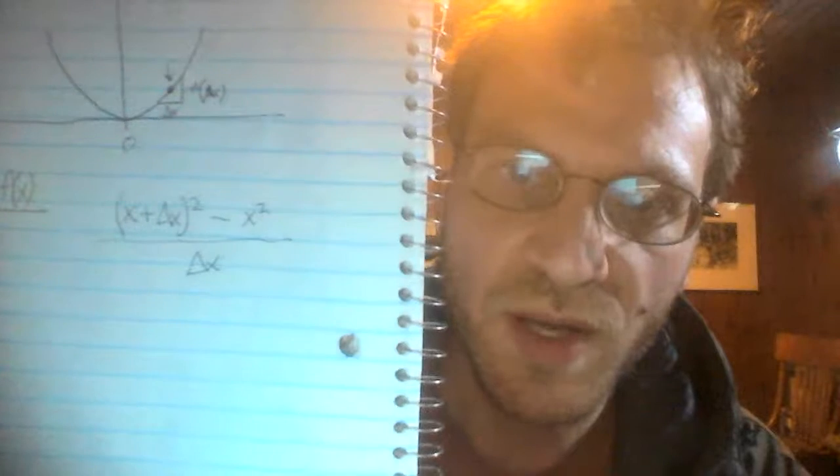You start out with x plus delta x, squared, minus x squared. Divide all that by delta x. That's the difference quotient for x squared, the function for a parabola. It's a pretty basic algebra function. It's just the number times itself.